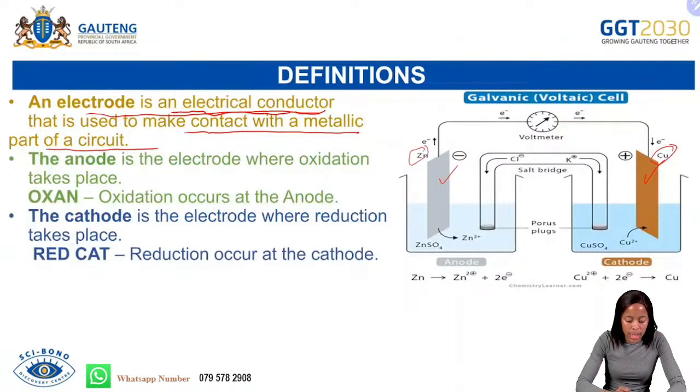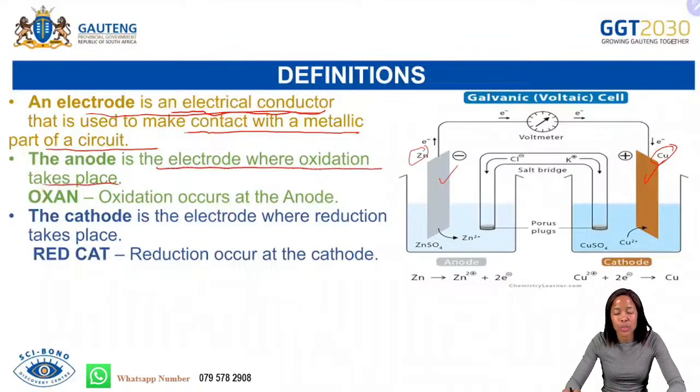Okay. Then it says the anode is the electrode where oxidation takes place. Okay. The anode is the electrode where oxidation will take place.